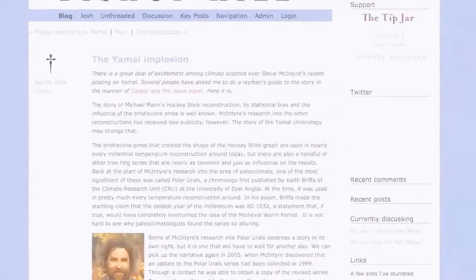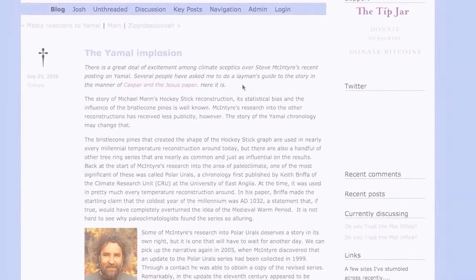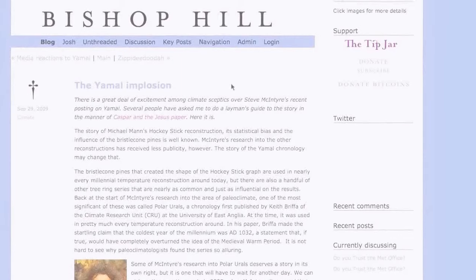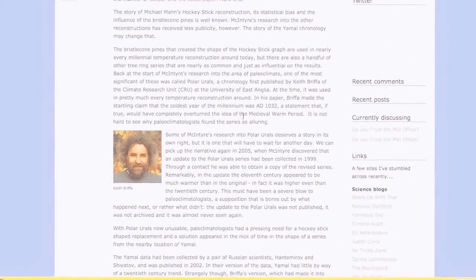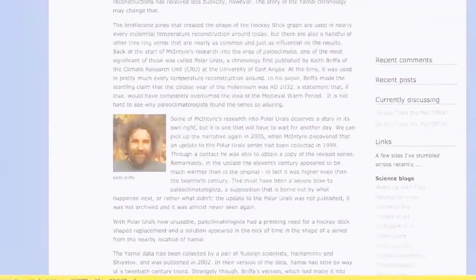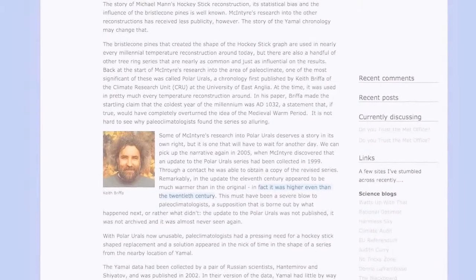And again, the treemometer issue is an entire field of study in itself, literally, but just to give you a taste of that, I'll put in this article about the Yamal implosion, talking about how some of these temperature reconstructions relied on a series of tree rings known as the polar Urals, but there was an update to those polar Ural tree rings in 1999, and that update showed that the 11th century was much warmer than it was in the original series when it was originally run. In fact, higher even than in the 20th century.